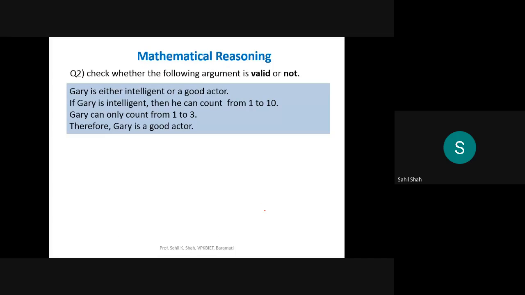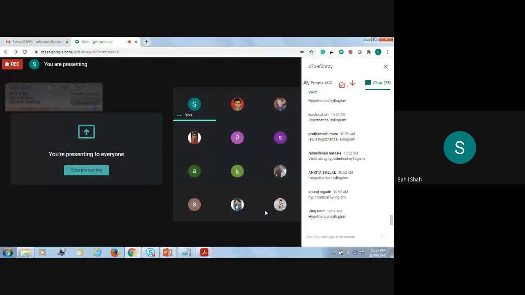Can you check for this? Gary is either intelligent or a good actor. If Gary is intelligent, then he can count from 1 to 10. Gary can only count from 1 to 3. Therefore, Gary is a good actor. Can anyone tell me the answer for this? Whether Gary is a good actor, whether it is correct or incorrect? Okay, read out.